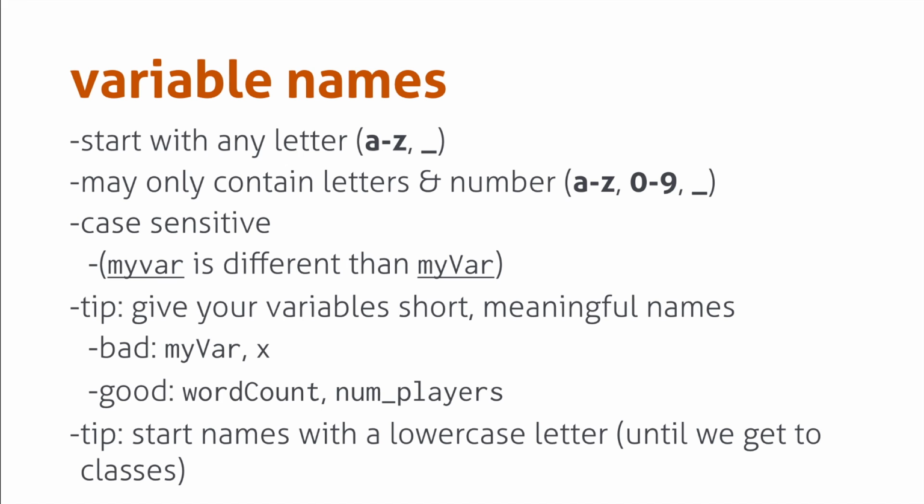One thing to note about variables is that variable names are case sensitive, so a lowercase myvar to Python is a completely different variable than my capital V var. One tip that I would give when assigning variable names is that you should keep your variable names short and give them meaningful names. So for example, myvar or x aren't often good variable names, but word_count and num_players are good because they're short and they describe what they store. You should also start names with a lowercase letter until we get to classes.